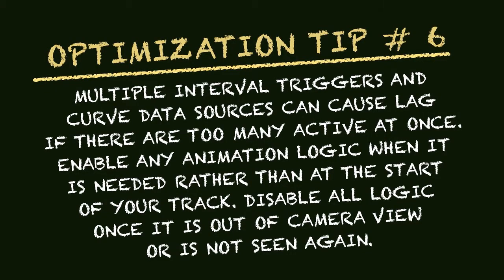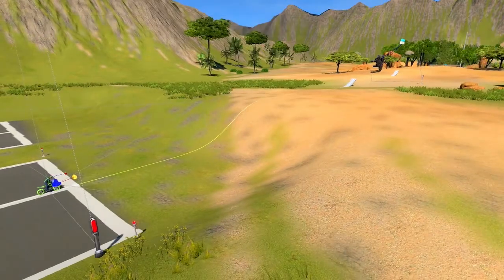Okay, tip number 6. Multiple interval triggers and curved data sources can cause lag if there are too many active at once. Enable any animation logic when it is needed rather than at the start of your track. Disable all logic once it's out of camera view or is not seen again. Alright, let me show you how that works.